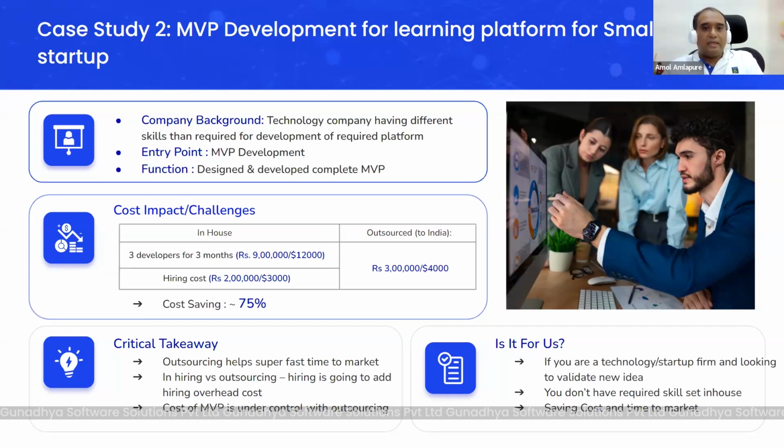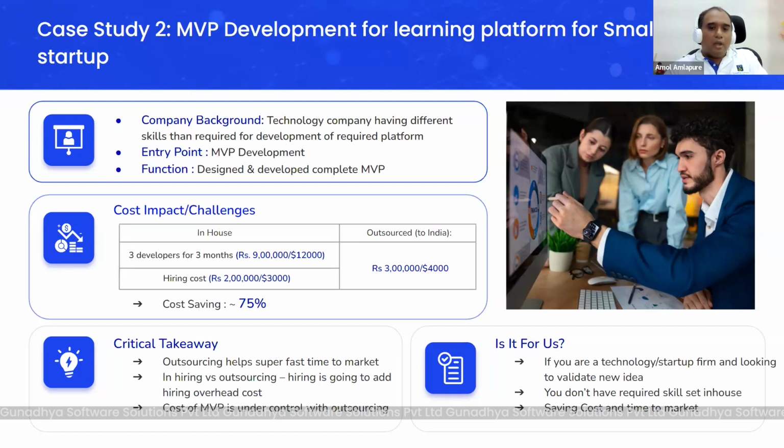But how? Basically, an outsourcing agency like us has multiple projects and multiple resources, so we can always rotate them between these, and that's how we were able to finish it within 3 months and at a budget of $4,000. So again, it's a cost saving of almost 75% in this case also.